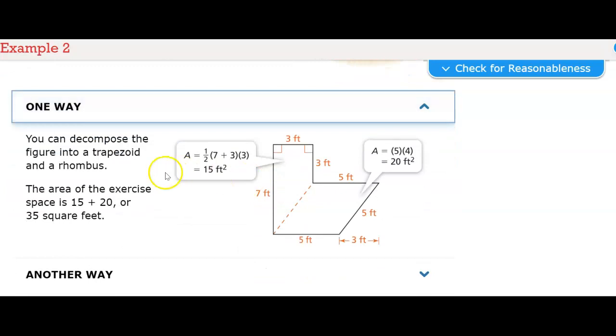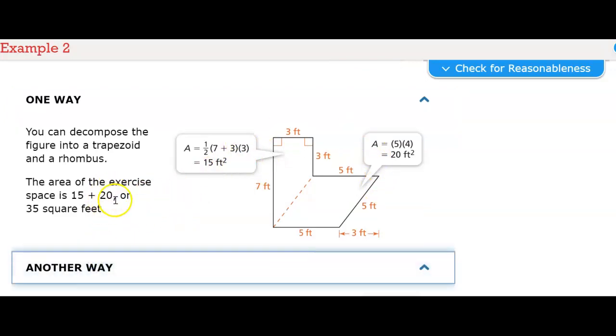One way is to decompose that figure, and decompose means to break apart. So we're going to decompose that figure into a trapezoid and a rhombus. So they've taken a dotted line to use to separate. So we have our trapezoid here, our rhombus here. And then they found the area of both parts and then added them together.